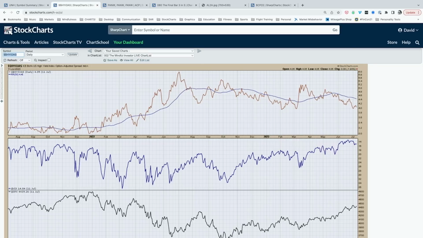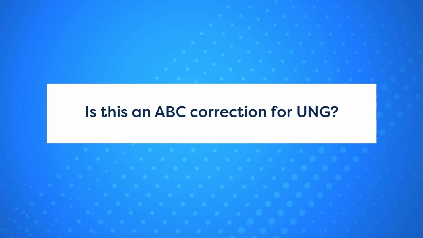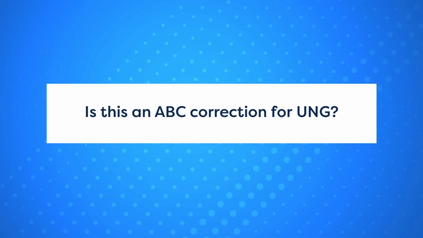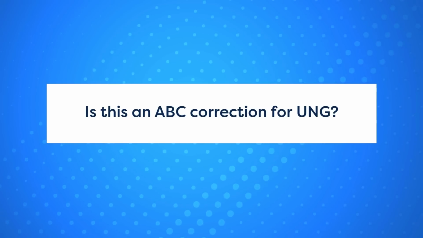Next question, is this an ABC correction for UNG? We are going all over in this episode. We're going Elliott Wave, we're going to different asset classes. We're going to hit a little bit of everything today.